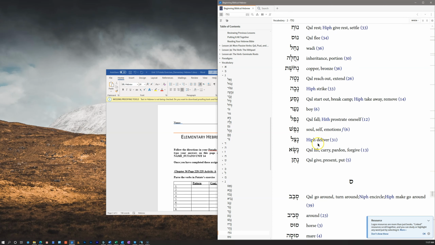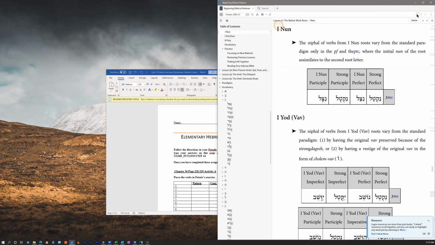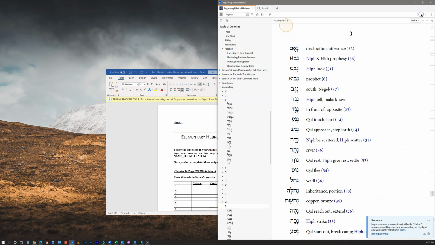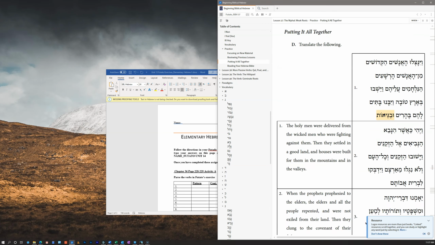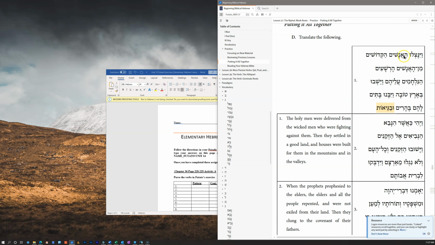Oh, in the Hiphil, it means deliver. Okay, so the Niphal will have the... And I should have known that because Ha'anashim does not have et, so it's not a direct object. Ha'anashim is the subject.